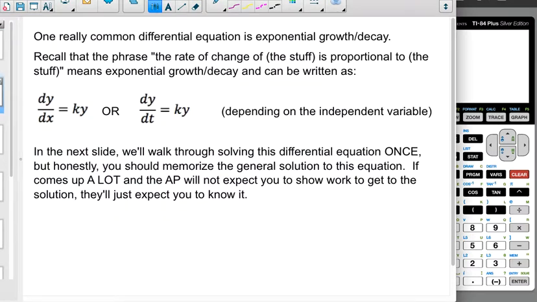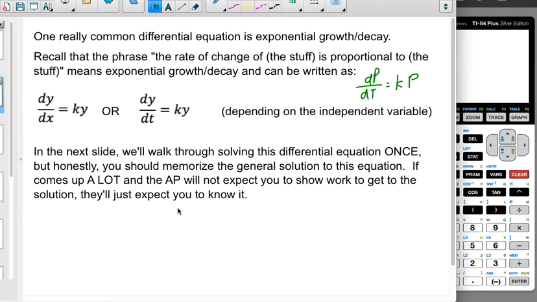So one really common differential equation is exponential growth and decay. Recall that the phrase "the rate of change of stuff is proportional to the stuff" means exponential growth or decay. We generally write that with a y for the dependent variable and an x or a t for the independent variable, but it doesn't have to be a y. It could be dP/dt equals kP. So just to show that there are other options, I could have the rate of change of P with respect to time is kP.